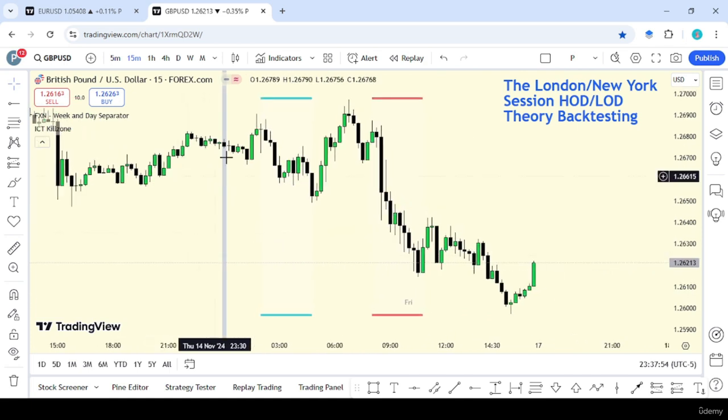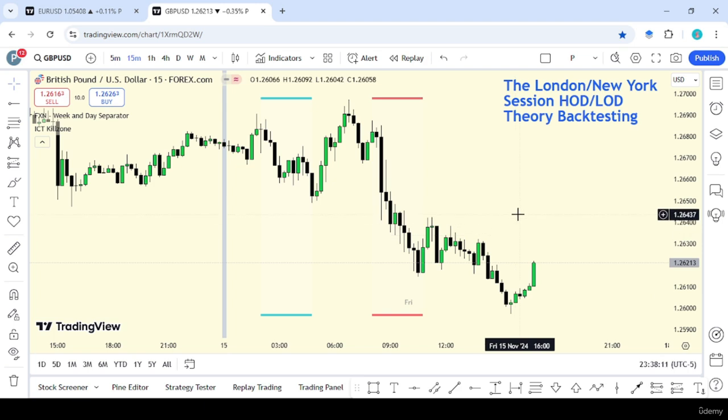Then finally we had this example where we had this swing high at 1:45 a.m. during London, just before London's open. Then we had the high of the day being printed at 6:45 a.m. Then the lowest low or the low of the day at 15:30 during that day.